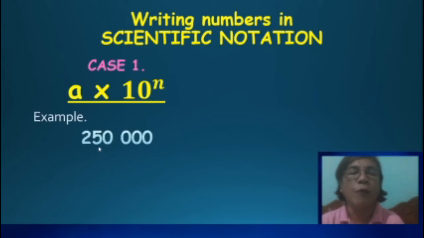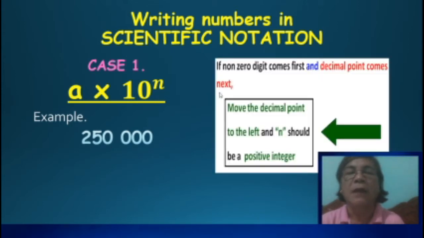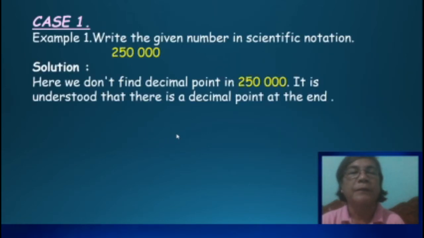We have here 250,000. If the non-zero digit comes first and the decimal point comes next, what shall we do? We move the decimal point to the left, and n should be a positive integer. The n here, class, would be the number of movements of the decimal point. Okay, let's have the example.